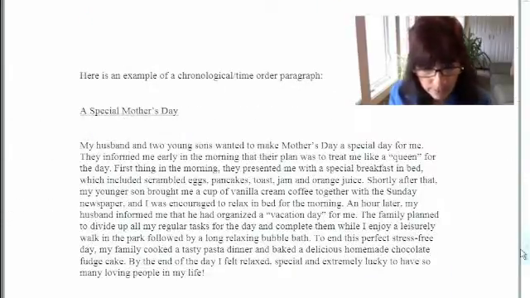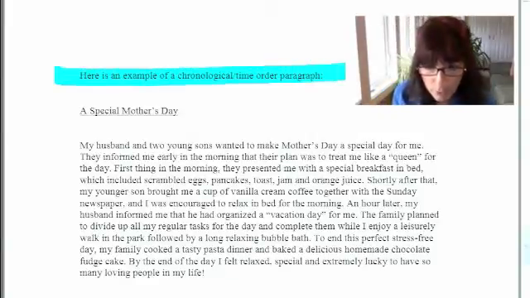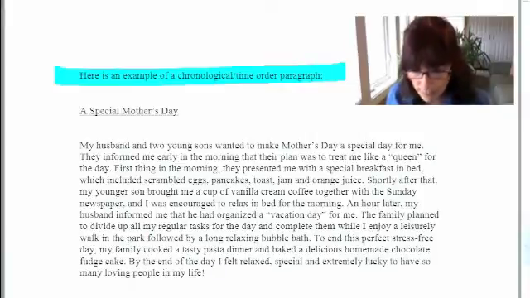Now, I've ended this video by including an example of a chronological or time order paragraph. I'm going to read the paragraph with you, and then while I'm reading it, keep in mind, try to pick out the transition words that I have included in this paragraph and see why this paragraph flows well, how it's a good example of using coherence in a paragraph.